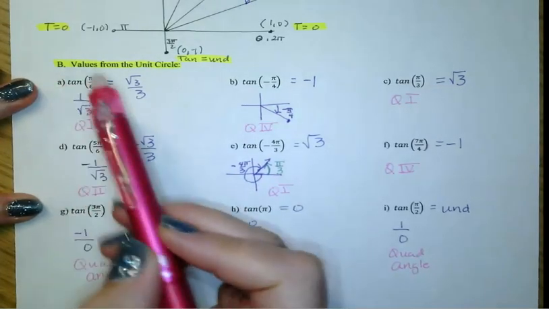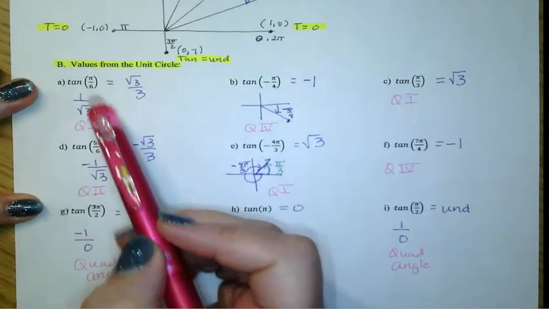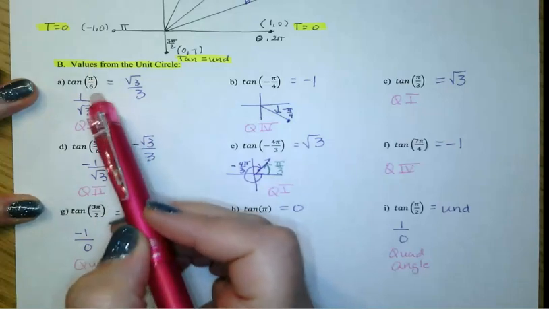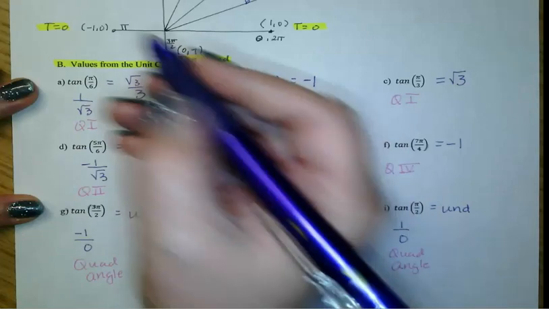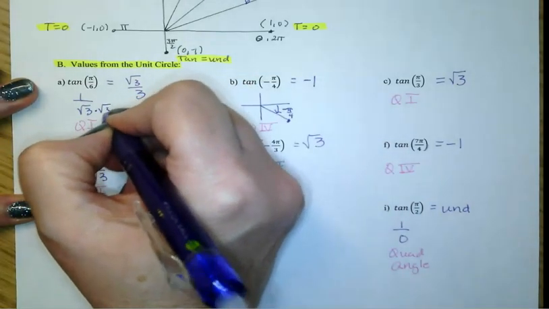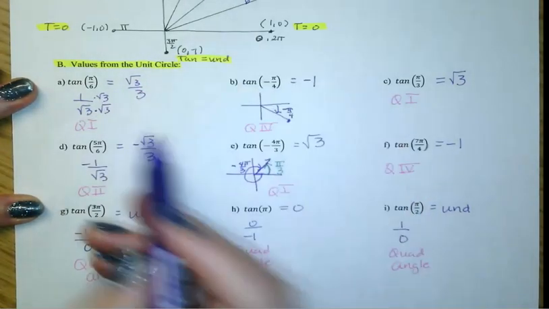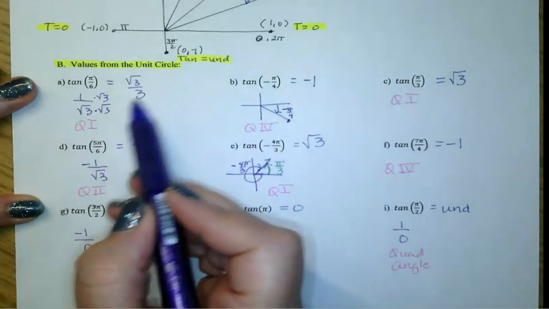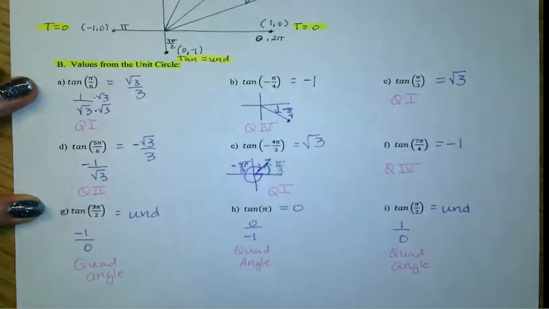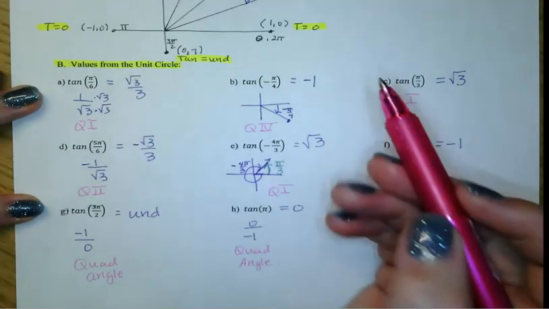But for A, if you did the ratio and you did sine over cosine of your pi over 6 angle, then you would have got 1 over root 3. And remember that we need to rationalize that. So we would do root 3 times root 3, which means 1 times root 3 is root 3. Root 3 times root 3 is root 9, which is 3. So this is our final answer. And that was a quadrant 1 angle.